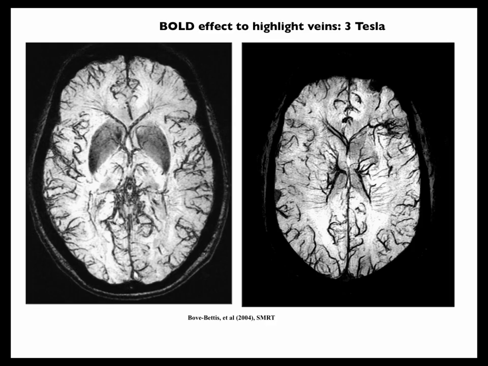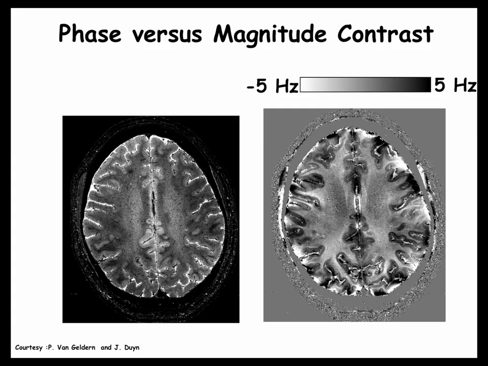Basically these are nice venograms. They become nicer at higher field strengths. There are other ways of making them even better, but I'm not going to get into that. Essentially, just looking at the T2* contrast is mostly good enough. It turns out phase information, this is from Peter van Gelderen and Jeff Dunn, also reveals a unique type of contrast that just doesn't show up with magnitude, that will highlight blood volume and also iron deposits and other things like that in the brain that you won't get through the magnitude.